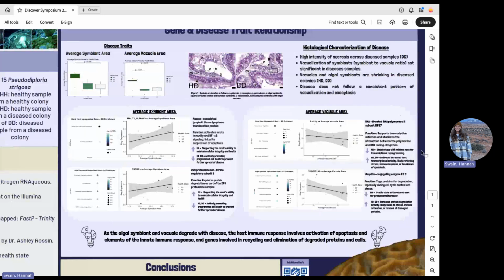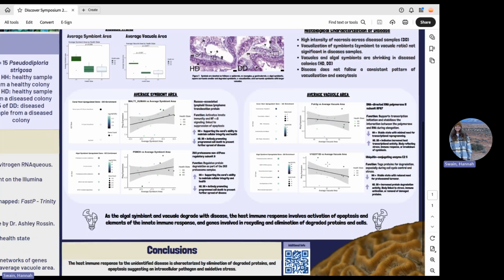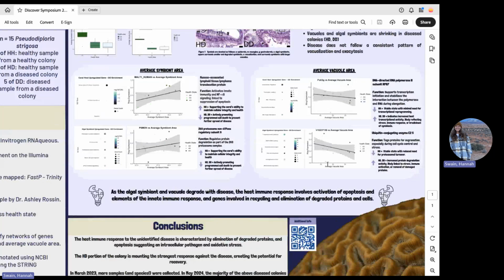Now, what this tells me is that the diseased colony, both the coral host and the algal symbiont, are having really strong responses to this unidentified disease. And it seems as though there is a loss of symbiosis from the coral host to the algal symbiont, or the algal symbiont is beginning to either degrade from potentially nutrient starvation, or it's preparing to be expelled from the coral itself.